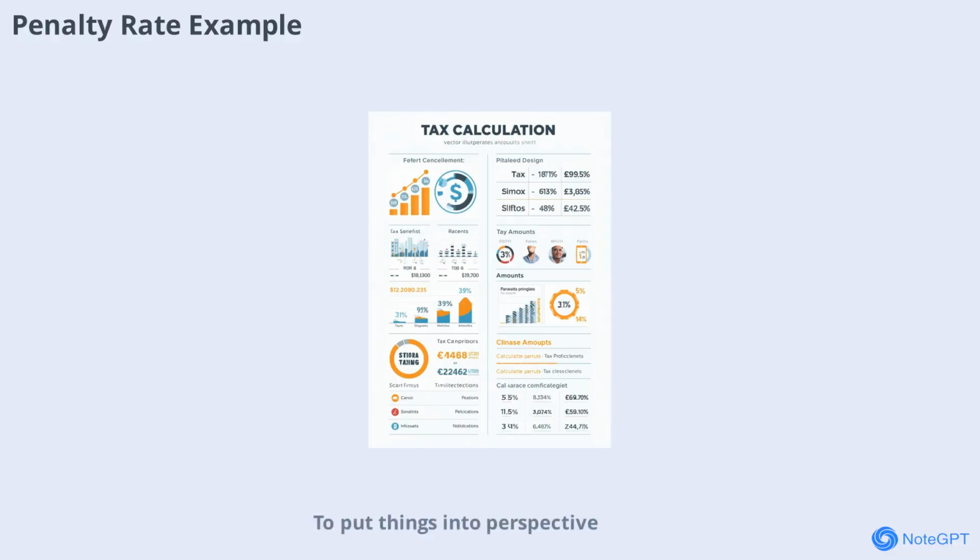To put things into perspective, let's look at a typical penalty rate under Section 73. In non-fraud cases, a penalty of up to 15% can be levied on the amount of tax not paid, short paid, or wrongly claimed. This is significantly lower than penalties for fraudulent cases, reflecting the intent to encourage voluntary compliance and timely correction. By understanding the penalty structure, businesses can better assess their risks and take proactive steps to avoid unnecessary financial strain.